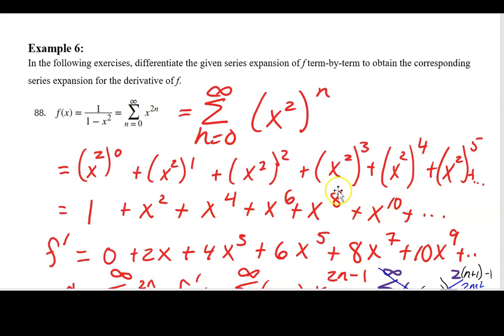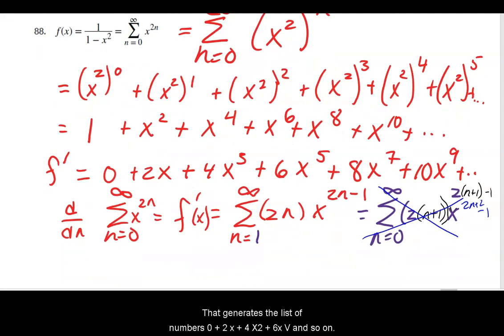Doing the derivative term by term means take the derivative of each term individually, just as you would have done in a Calculus 1 course. That generates the list of numbers 0 plus 2x plus 4x cubed plus 6x to the 5th, and so on. In the next line, you'll see that what I've done is try to come up with a power series representation for this that is more like what's in a geometric formula.